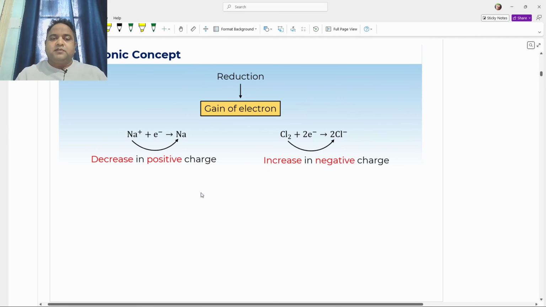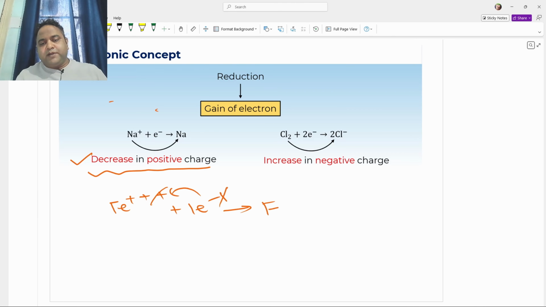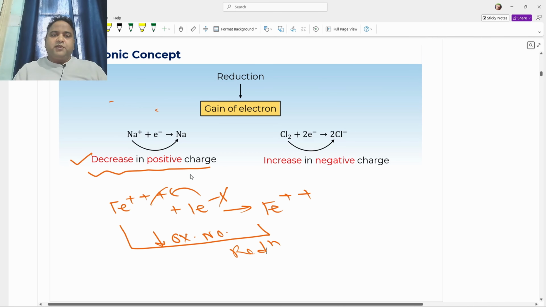Now, this is the same definition we discussed earlier: decrease in the positive charge is an example of reduction. Suppose we have Rn +3 and we give it one electron. The +1 and -1 cancel, and I get Rn +2. Moving from Rn +3 to +2, there is a decrease in oxidation number. That is an example of reduction.